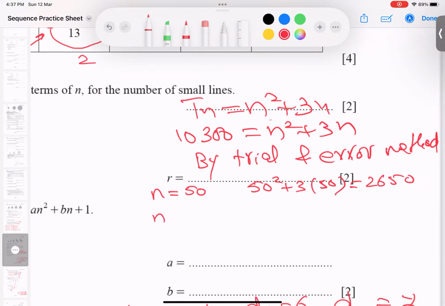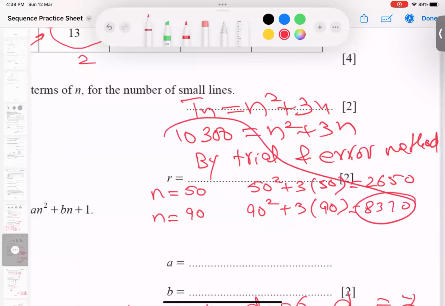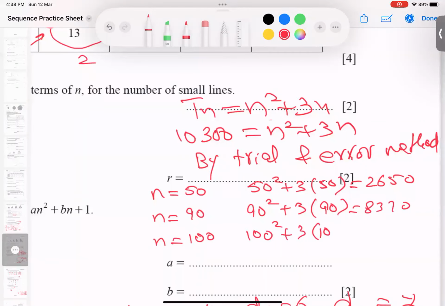Then I check with 90. 90 to power 2 plus 3 times 90. Let's see what answer turns out to be. I get 8370, which is close now, but still away. If I try with 100, so 100 to power 2 plus 3 times 100. Let's see what answer turns out to be.